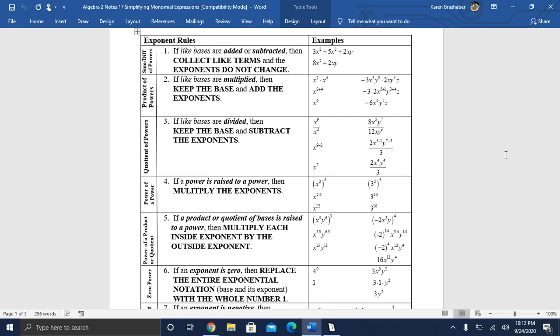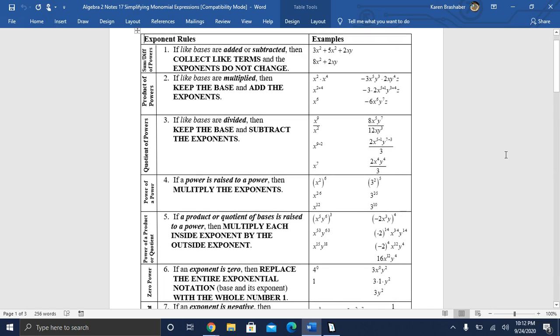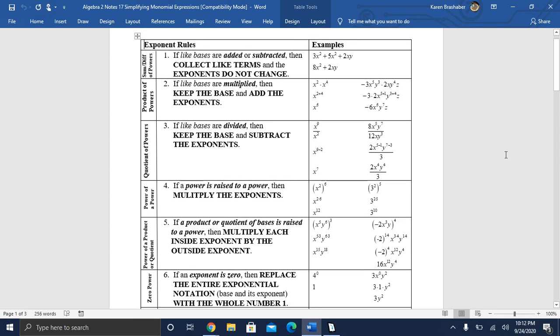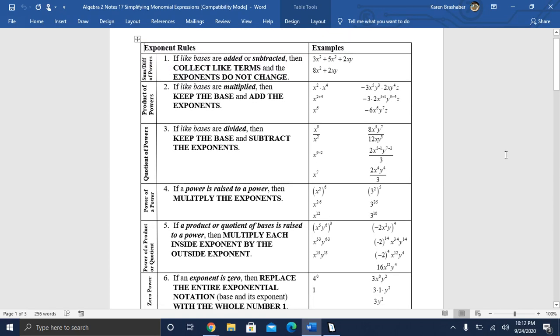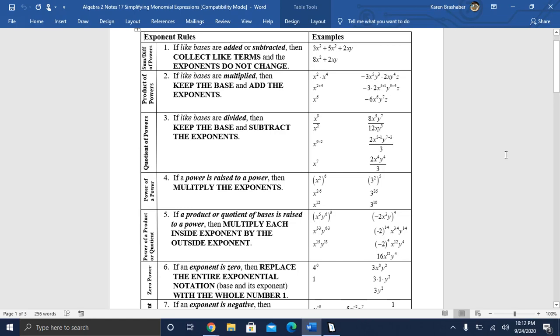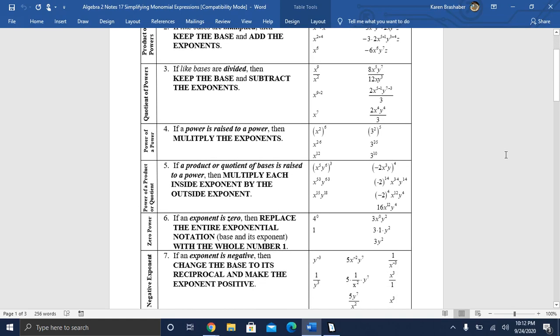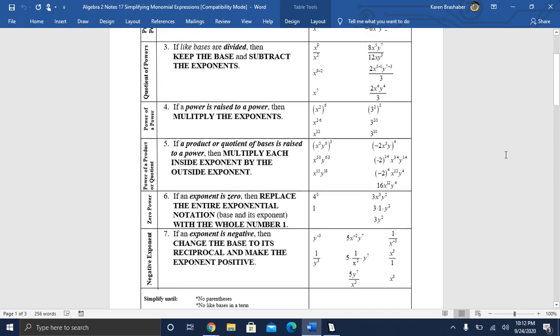Some of you may have already been provided with the exponent rules that I'm displaying on the screen right now. Some of you may wait and get those when we have the lesson in class. But you do have a reference sheet that will either already be provided or will be provided for you that has all of the exponent rules that we'll be using as we simplify monomial expressions.